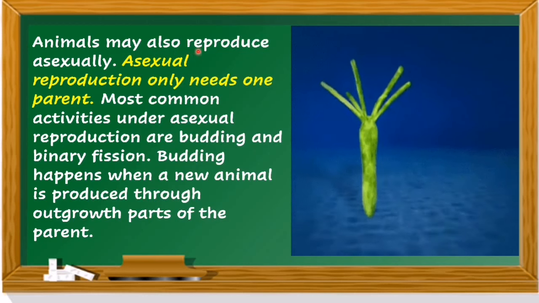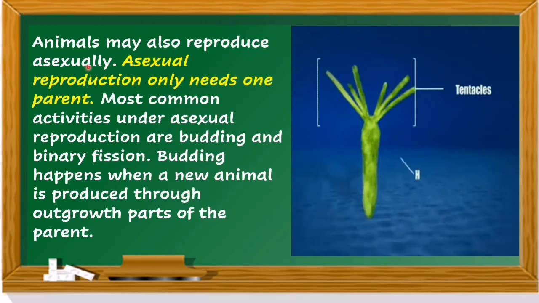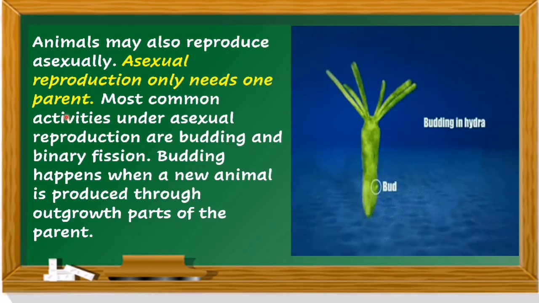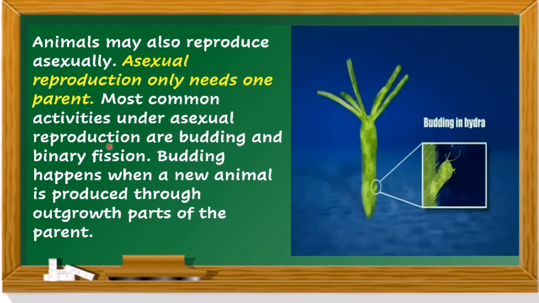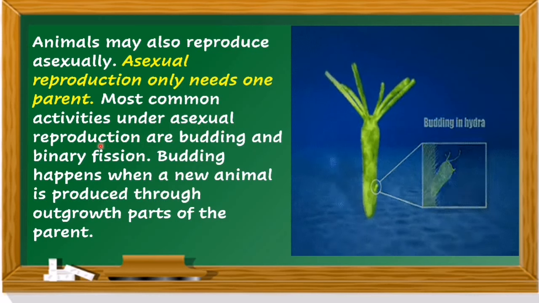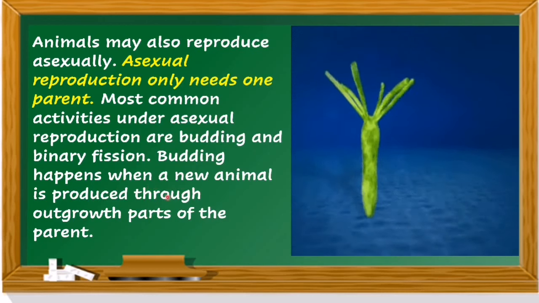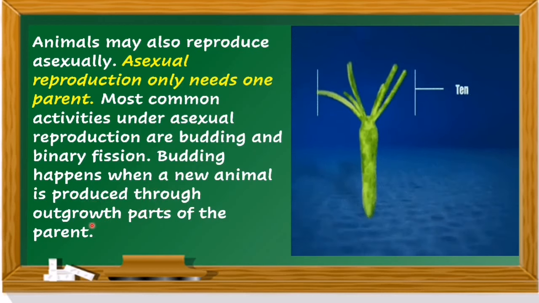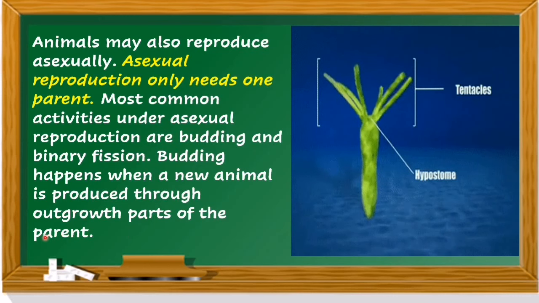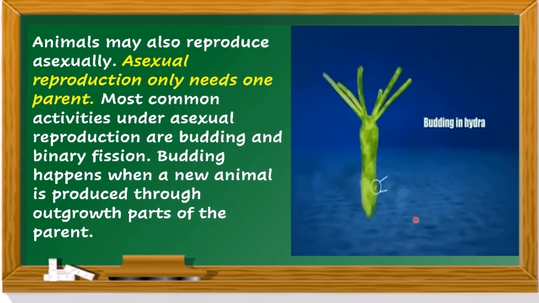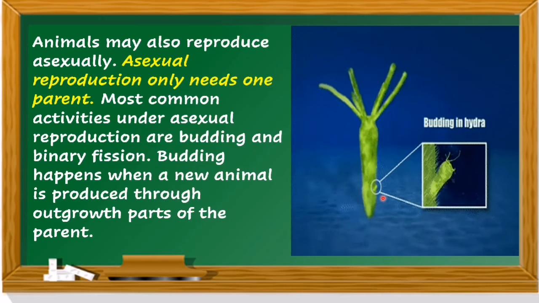Animals may also reproduce asexually. Asexual reproduction only needs one parent. Most common types of asexual reproduction are budding and binary fission. Budding happens when a new animal is produced through an outgrowth of parts of the parent, like the one in the illustration. This is the bud part.